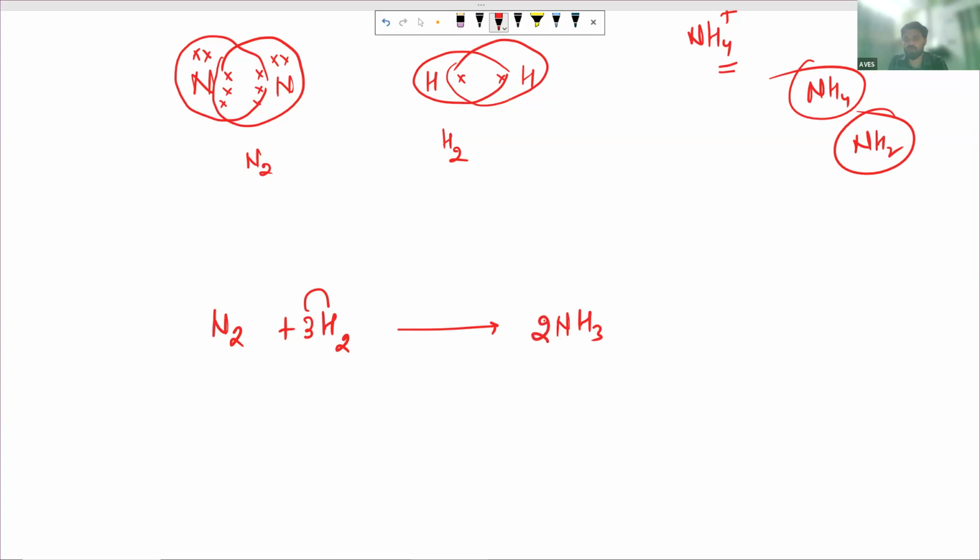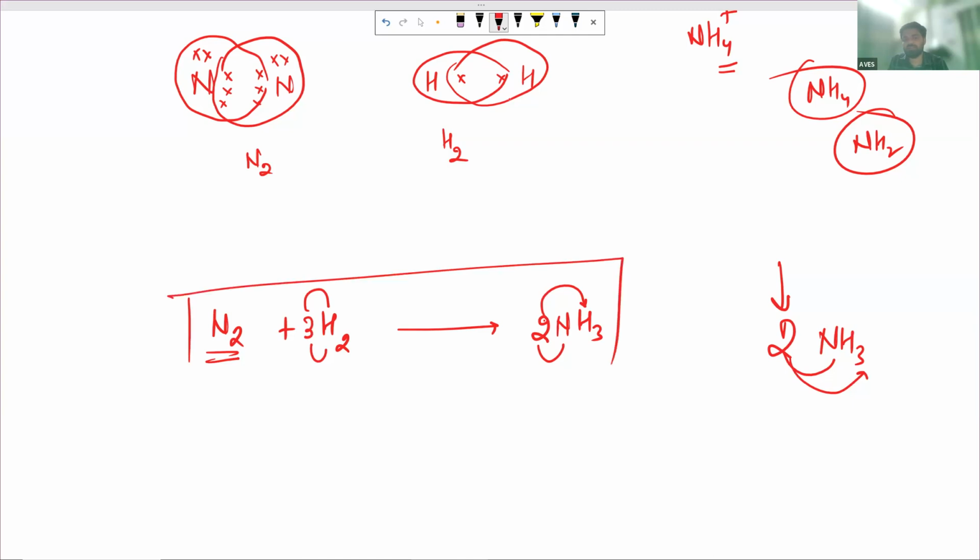Now you see there are 2 nitrogen atoms and 6 hydrogen atoms. This 2 is called the stoichiometric coefficient. It is not only going to multiply with nitrogen, it is going to multiply with hydrogen also. So 6 hydrogen, 2 nitrogen. Now it is called a balanced chemical equation.